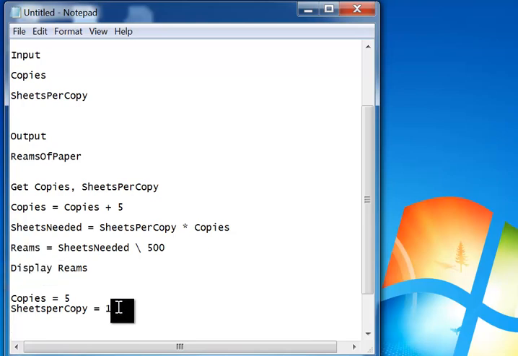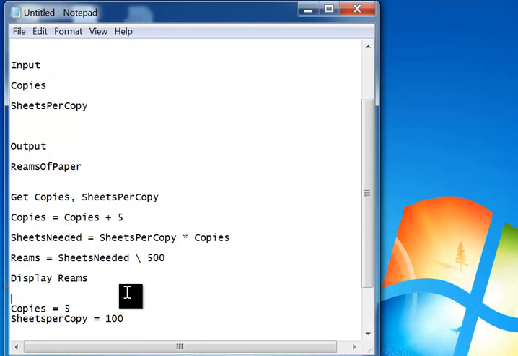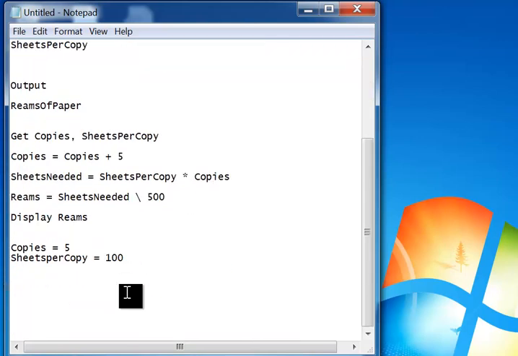Let's make this a little bit more realistic and say our sheets per copy is 100. Copies is 5. Sheets per copy is now 100. Copies plus 5 means I need 10 copies. 10 copies of sheets of 100. I need 1,000 sheets. 1,000 integer division by 500, I'm going to need 2 reams. And that's how we would write it, and we just display the reams. Very simple, if you will. I don't know if it's overly simple, but basically this sequential type of algorithm is probably a little bit more involved than you actually thought it would be. But what do you think? Does that make sense? I hope it does.